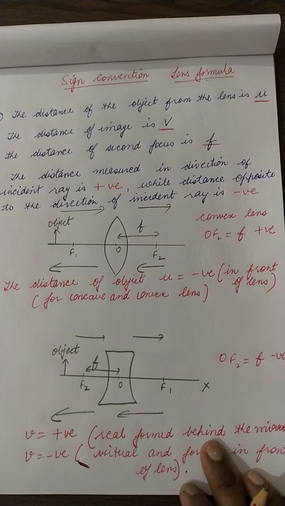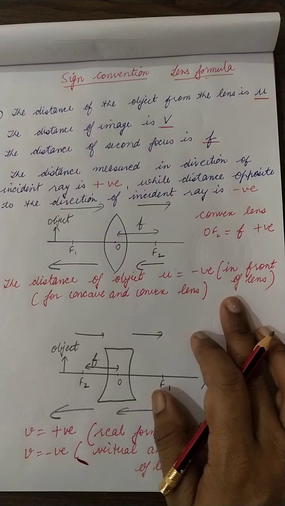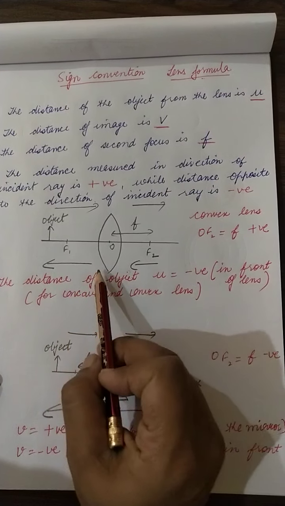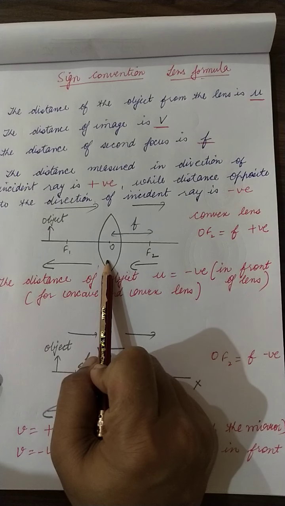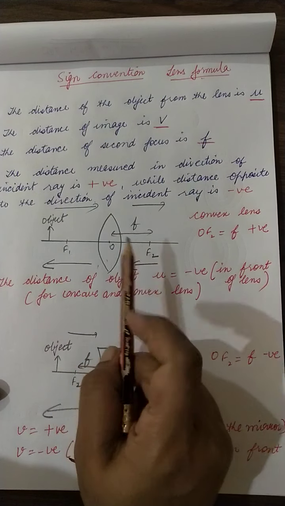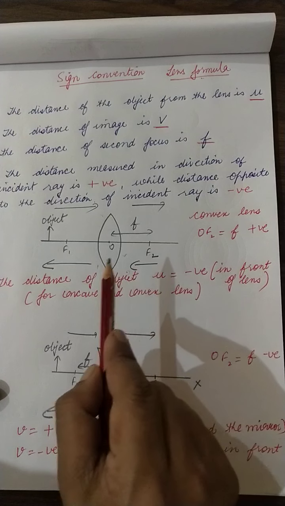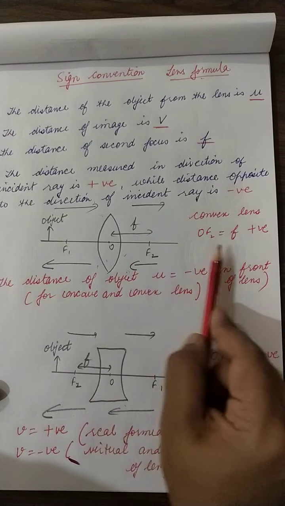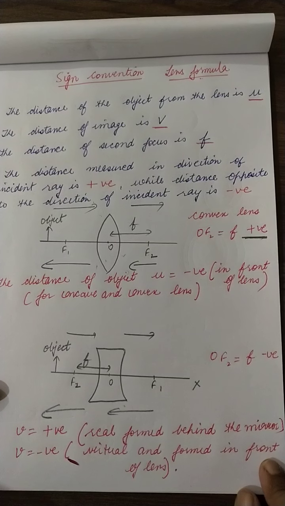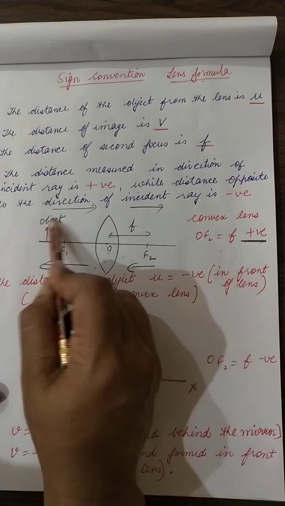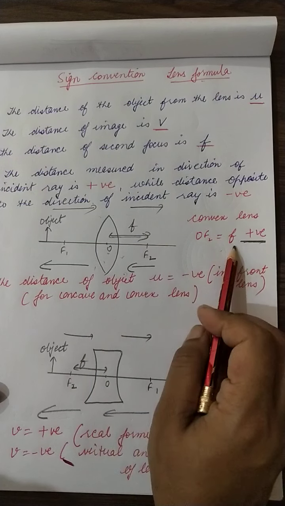Now, the most important things I am starting now. They will be used in the numericals and they are very, very important, so you have to pay attention, right? I'll repeat twice, so listen carefully. This is a convex lens, a converging lens. The images are formed behind the lens. In a convex lens, the distance between O and F2, that is f, we take as positive, because it is towards the incident ray. So it is taken as positive.